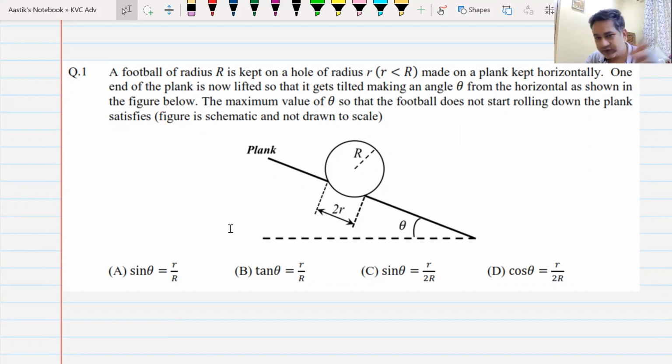It will not start rolling. It will not just topple. Do you understand this? In the first question, we had to find out how much force we should apply to topple. Here we have to find the maximum angle so that it does not topple. The same thing asked in a different way. If you keep on increasing the angle, it will start to roll down. You just have to equate the torques. Remember, the same exact question may not come, but the concept remains the same.